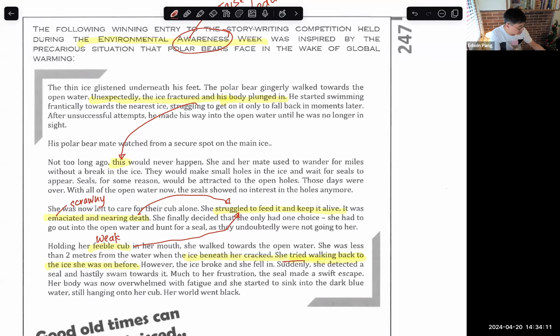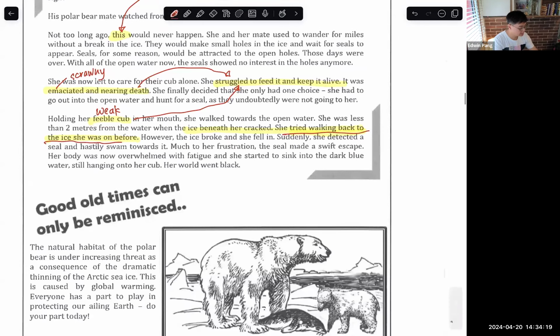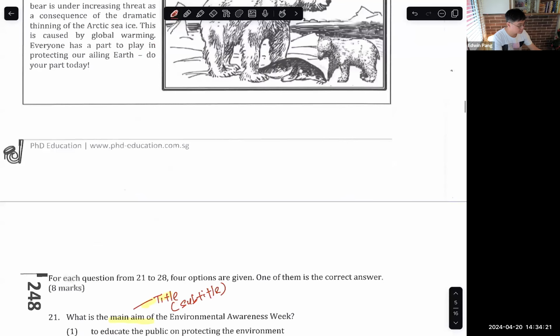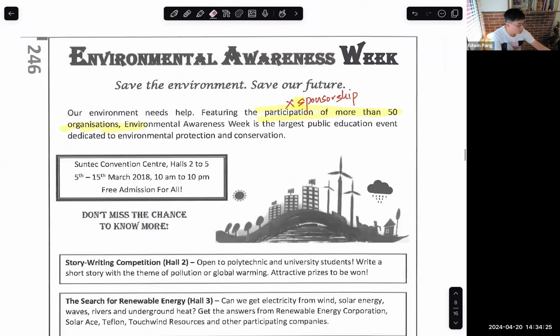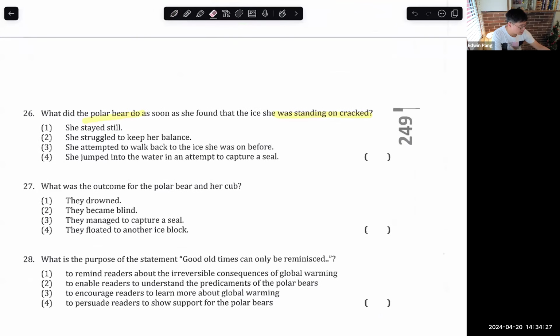That is basically her action when the ice cracked, right? So she tried to backtrack, tried to walk back, okay? Tried to backtrack, tried to walk back on the ice that she was on. Okay, so she attempted to walk back to the ice she was on before, which is the stable ice, right? It wasn't going to crack, right? So what is the outcome for the polar bear and her cub? So I'm looking for outcome, result. What happened to them in the end?